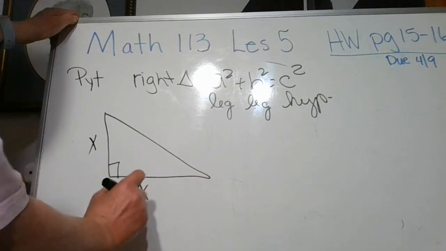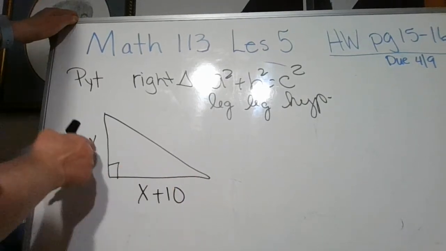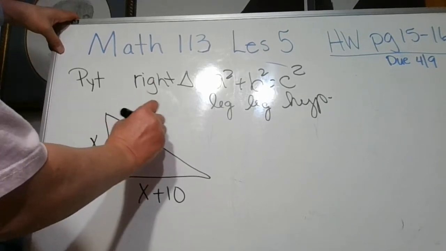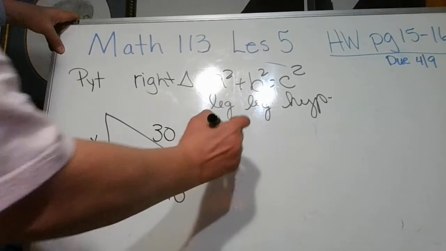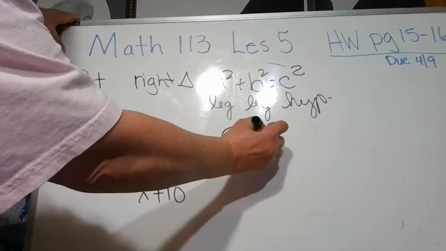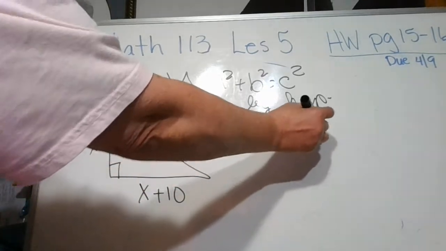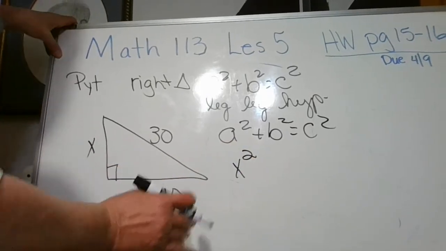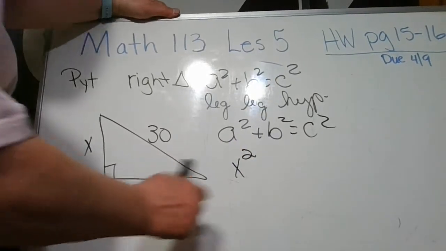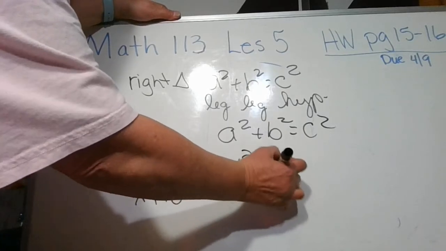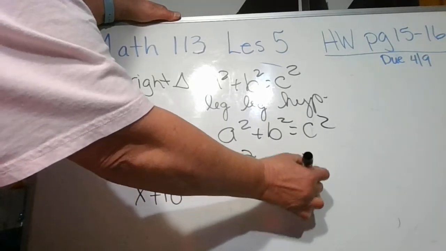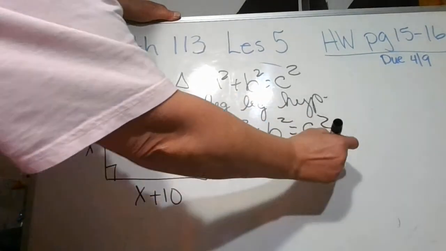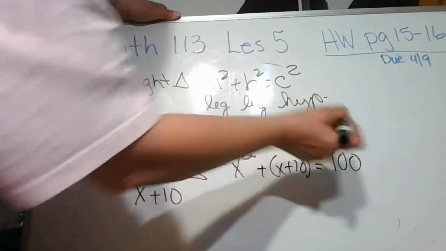Let's call it X. Is that right with you? I know that this one's 10 inches longer, so 10 inches longer would be X plus 10. And I know that the hypotenuse is 30. So I'm going to put it in the a squared plus b squared equals c squared. A squared would be x squared, and it doesn't matter which one you do first; you're going to get the same thing. Plus x plus 10 in parentheses squared is equal to 30 squared, which happens to be 900.